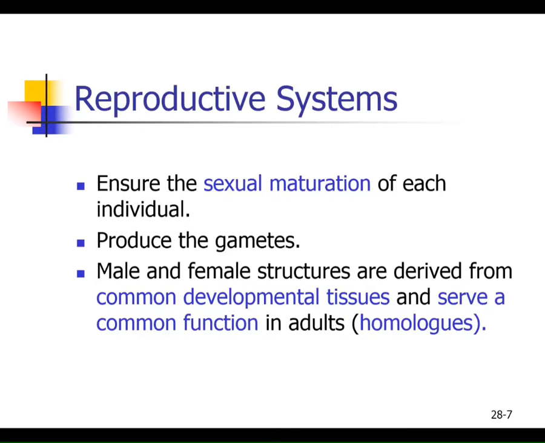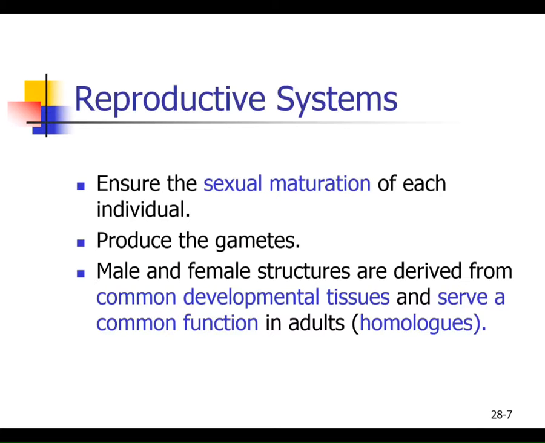So by default, every embryo would be female if it weren't for the Y chromosome. And I showed you back in that karyotype, if you see the Y chromosome, likely that individual will develop male genitalia. Now, because the male and female are derived from the same cells, we're going to talk about homologous structures, homo, same. So homologous structures are like the ovary and the testis. Those are homologous structures. They're derived from the same tissues.